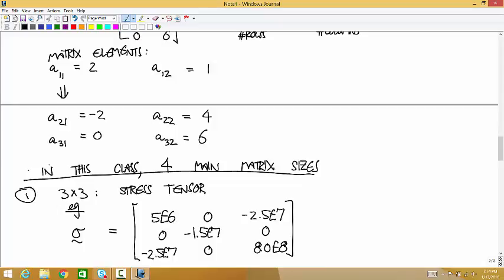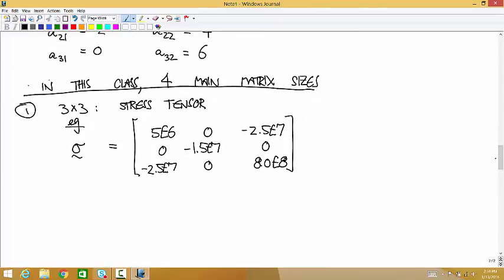And there's a significance to the fact that we have zeros here and here. Well, it doesn't matter that there's zeros, but it matters that this element matches this element, and this one matches this element. I'll write this down later, but the stress tensor is always a symmetric matrix, which means if you interchange the row number and the column number, you get the same value. Okay, so sigma 3,1 is equal to sigma 1,3, for example.